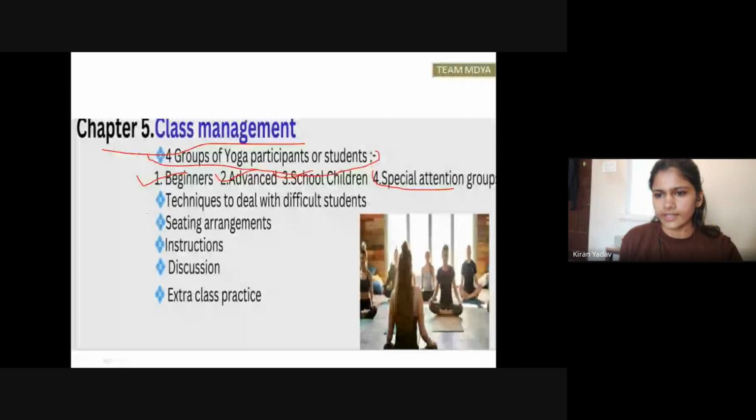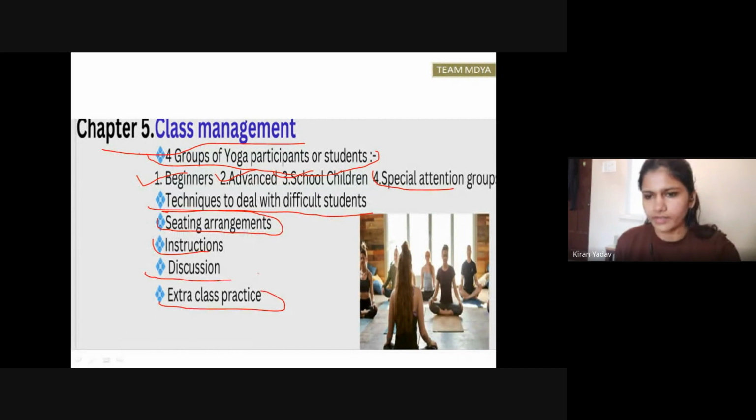Then next is techniques to deal with difficult students. What are the techniques? How can we deal with students who disturb the class? This is what we will study. Seating arrangement, instructions, discussion, extra class practice. All these topics in chapter number 5.